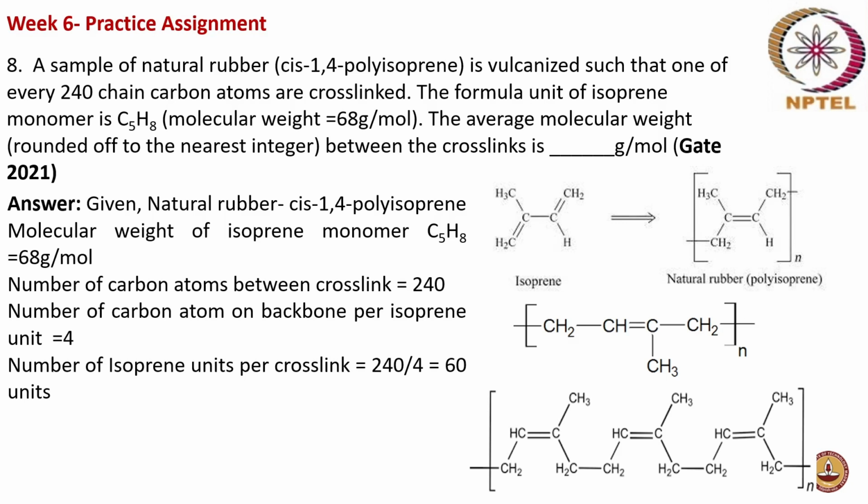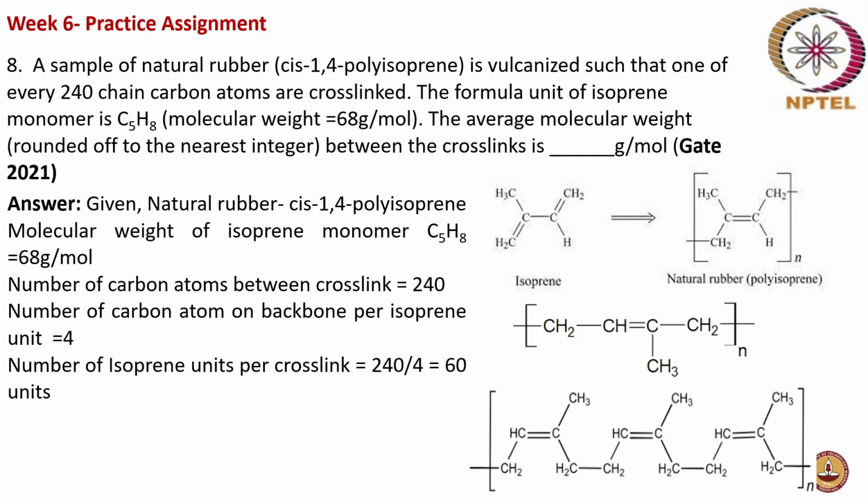So from this, can we find out the average molecular weight of the polyisoprene between crosslinks? How do you find out the average molecular weight between the crosslinks? From Avogadro number, they have to calculate. No. The answer is very simple and straightforward. Just 60 into 68.